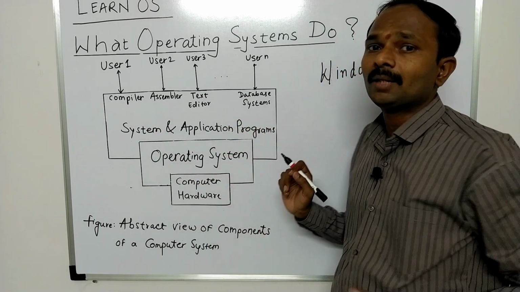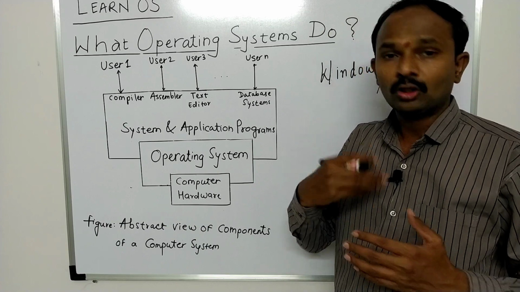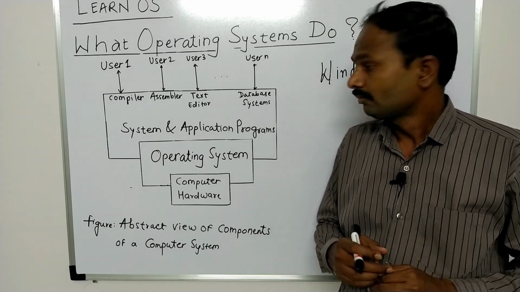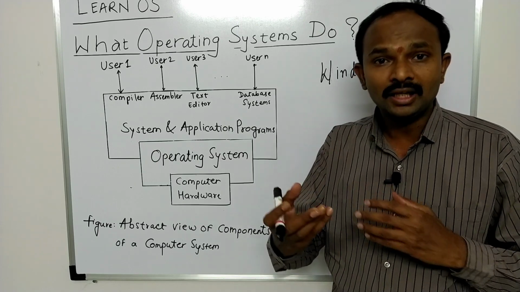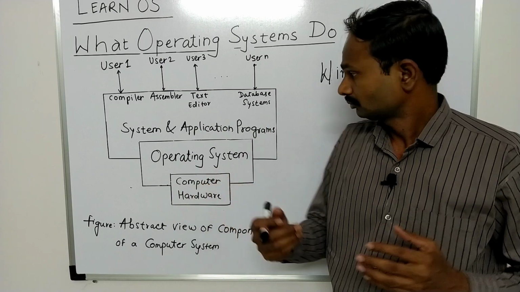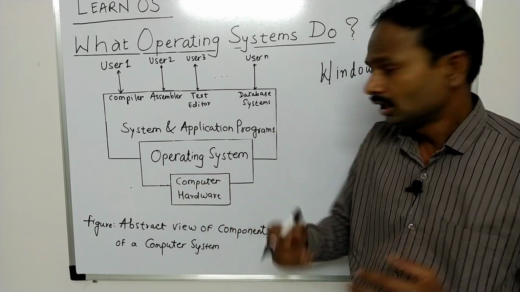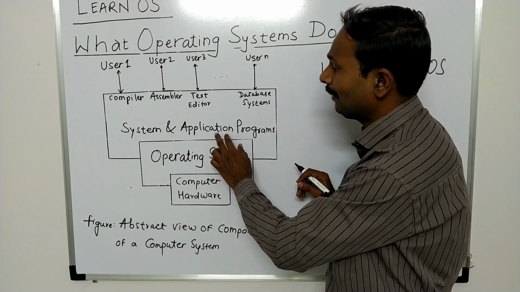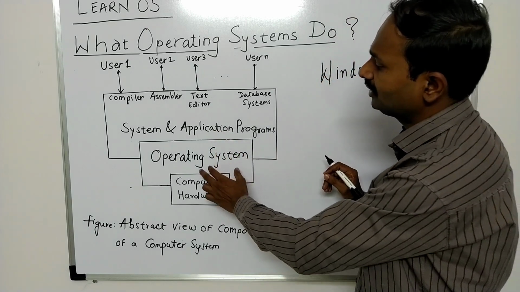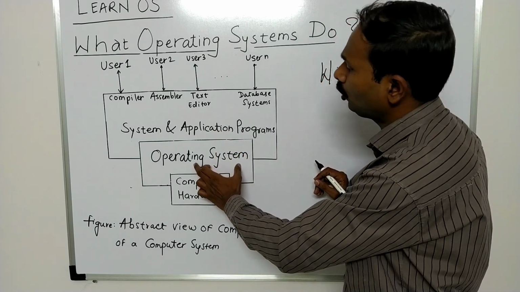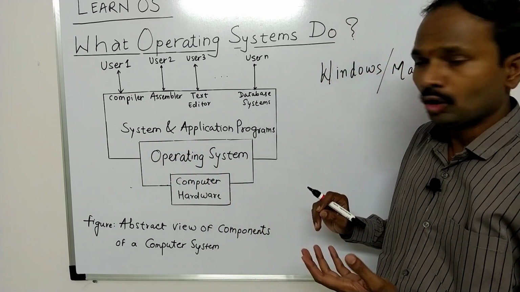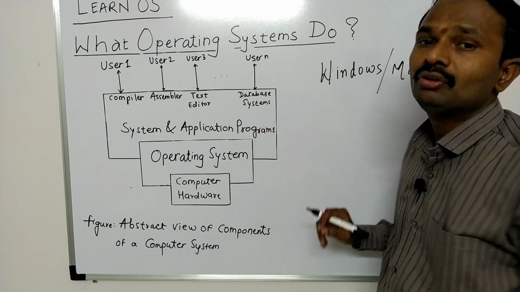Also, we can take some examples like Microsoft Office, Paint application, VLC player, MP4 player, some text editors. So these are all examples of application programs. So this is how the operating system plays a role of providing a platform for user activities.